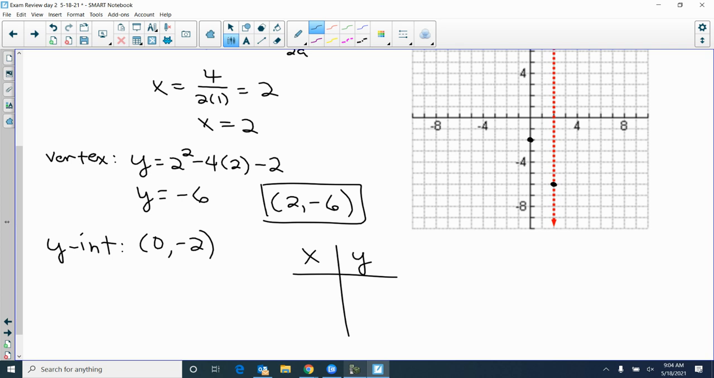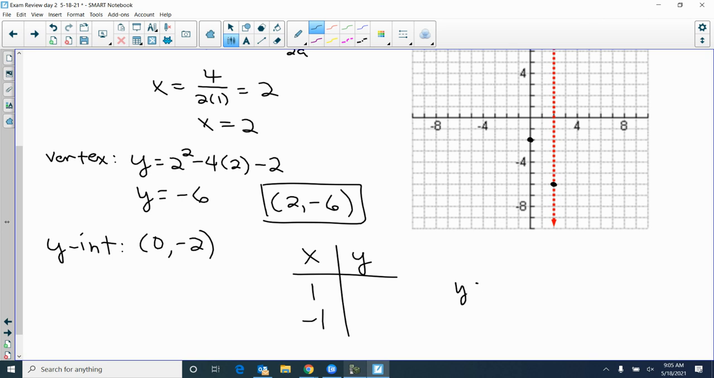Okay, Evan? 1 I agree with. Not 3, because 3 is on the other side of the axis of symmetry. They both got to be on the left. So you got 1. 0 or -1. We're going to go to -1. We don't use 0 because that shows up as the y-intercept. So we never use 0 in this case. So you got to plug in 1 and -1. All right, so plug in 1.